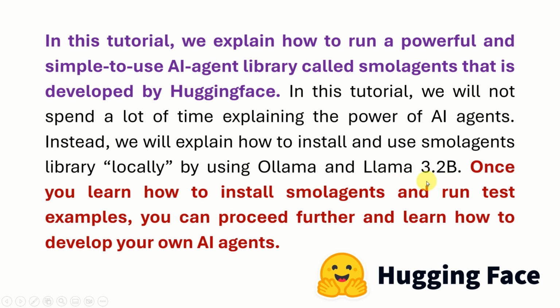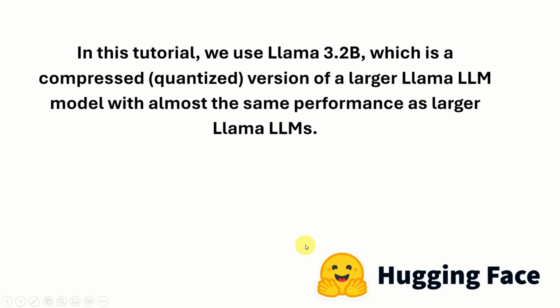Once you learn how to install smolagents and run test examples, you can proceed further and learn how to develop your own AI agents. In this tutorial, we use the Llama 3.2b LLM, which is a compressed or quantized version of larger Llama LLM models with almost the same performance as larger Llama LLMs.